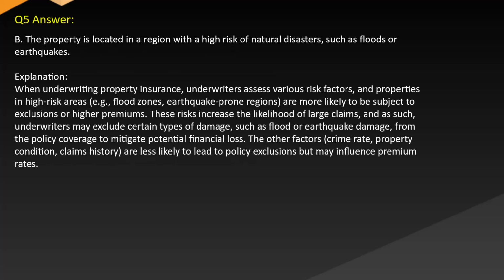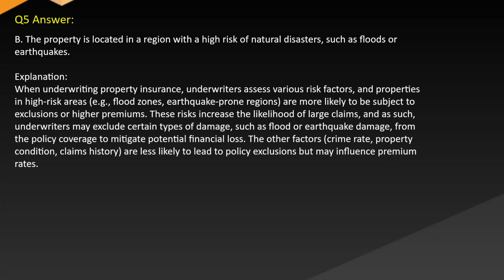Answer: B. The property is located in a region with a high risk of natural disasters such as floods or earthquakes. Explanation: when underwriting property insurance, underwriters assess various risk factors, and properties in high-risk areas, e.g., flood zones or earthquake-prone regions, are more likely to be subject to exclusions or higher premiums. These risks increase the likelihood of large claims, and as such, underwriters may exclude certain damage, such as flood or earthquake damage, from the policy coverage to mitigate potential financial loss.